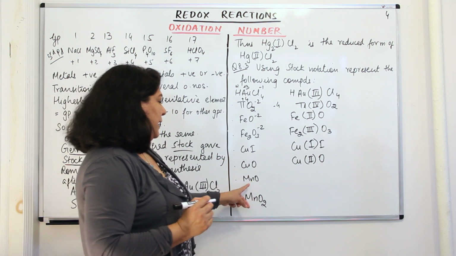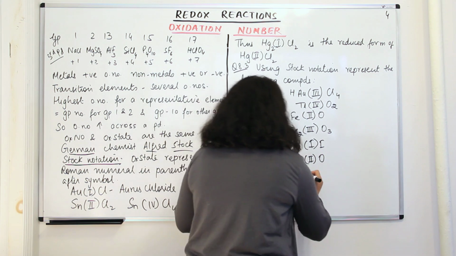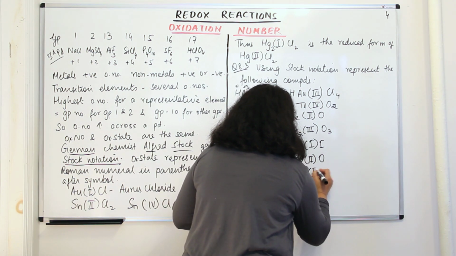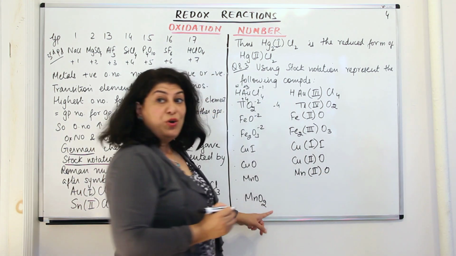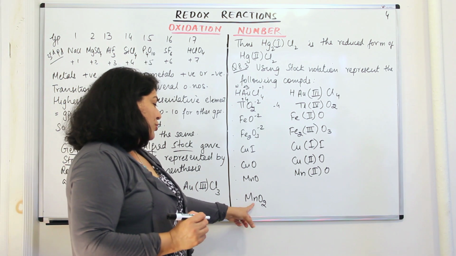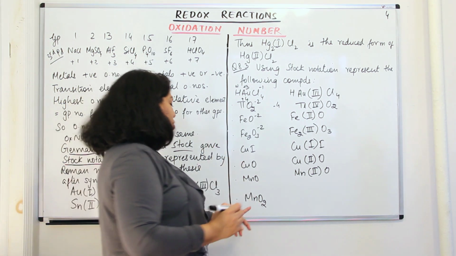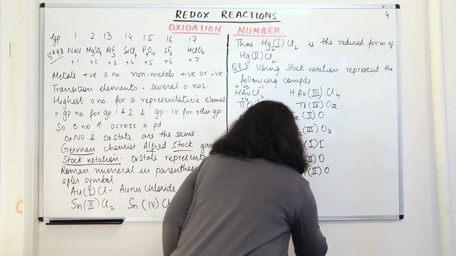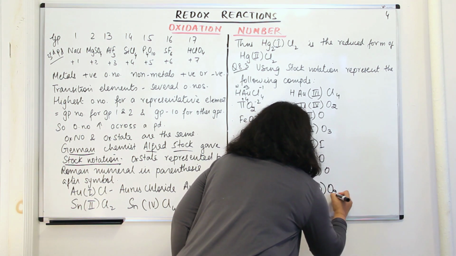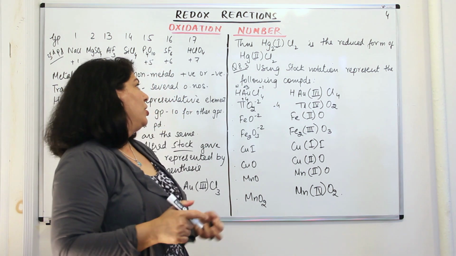Manganese oxide, in manganese oxide MnO, oxygen is -2, so Mn should be 2. And in MnO2, there are 2 oxygens, so -2 into 2, -4. So here in MnO2, the charge on manganese should be +4. So it will be Mn4O2. So this is how you would write the stock notation.